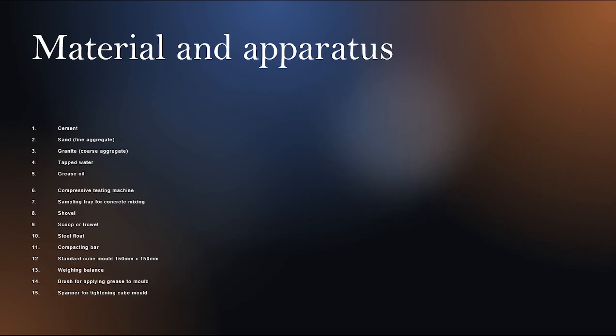We have a compressive testing machine, a sampling tray for the concrete mixing, a shovel, a scoop or a trowel, a steel float, a compacting bar, and a standard cube mould that goes by 150 millimeter by 150 millimeter. A weighing balance, a brush used to apply grease onto the mould, and a spanner to tighten the bolts around the mould.